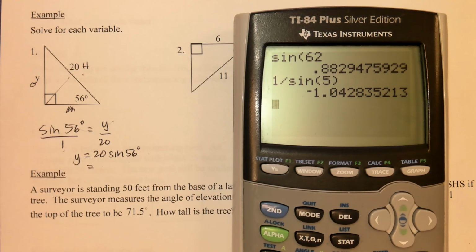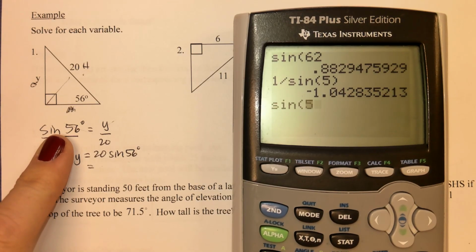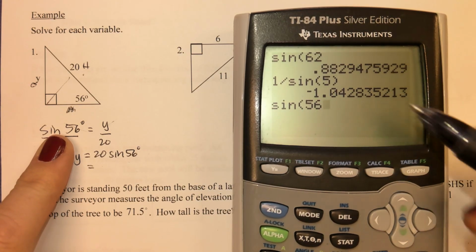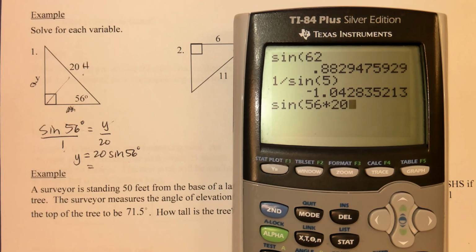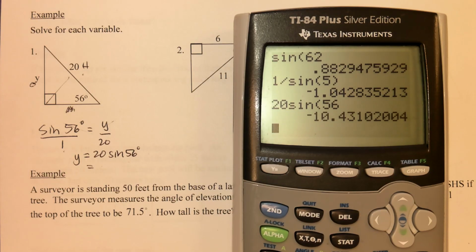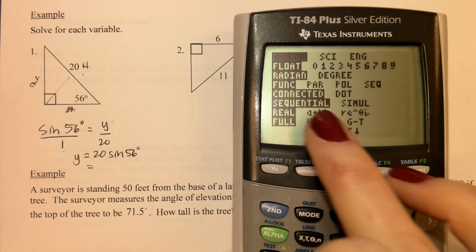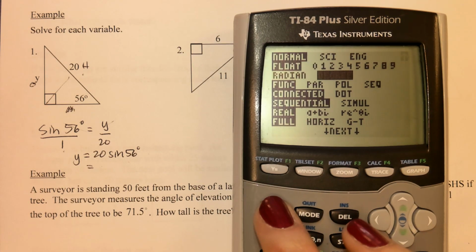Because of how you have parentheses in your calculator. So if you type in sine of 56 and you don't close that parenthesis off before you hit times 20, that's going to be incorrect. So I just find it to be safer to put the 20 in front, then I don't have to worry about that parenthesis. Oops. Immediately knew I was wrong because I was still in radian mode.